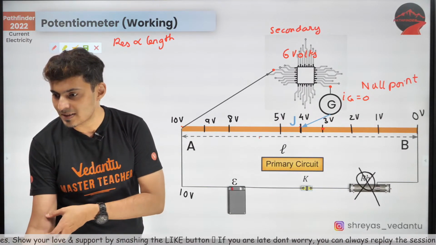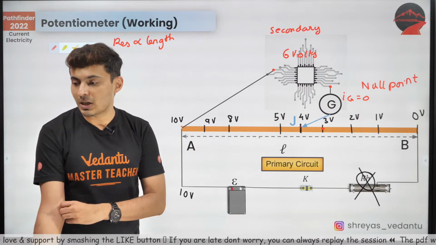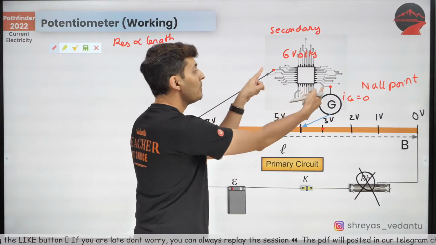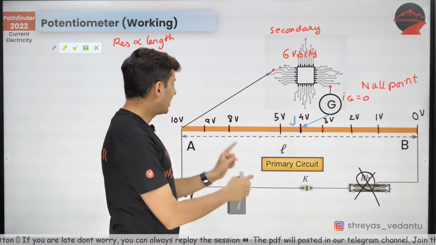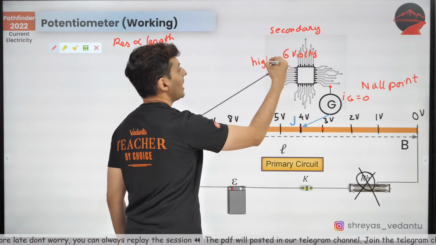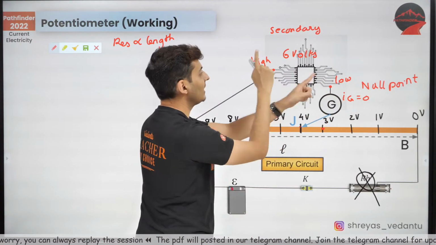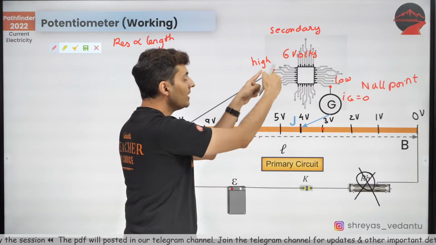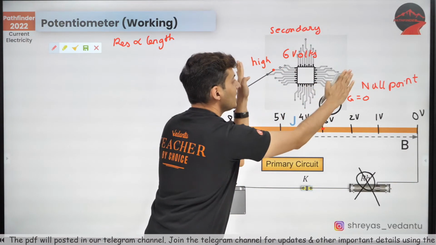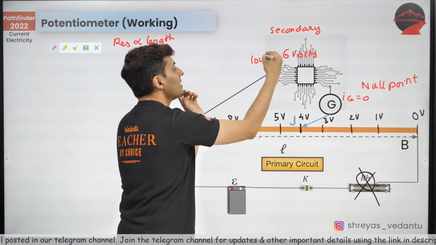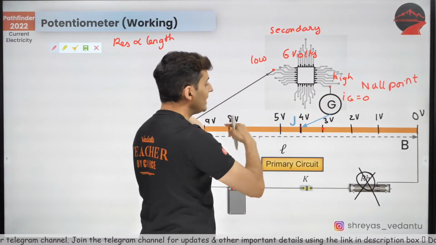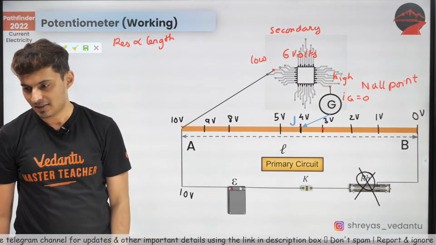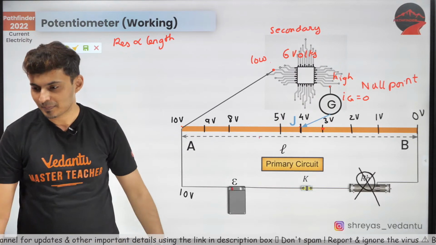I hope this is clear. What can we say if no null point is obtained on the potentiometer wire? Well, there can be different reasons for that. Maybe you have connected in the wrong way. Remember, this is always high voltage and this is low voltage. So if I go here, there should be a drop. But here also there is a drop. Imagine I connected low voltage here and high voltage here. Then I will never get a drop. So that means I will never get a null point. I hope this is clear.